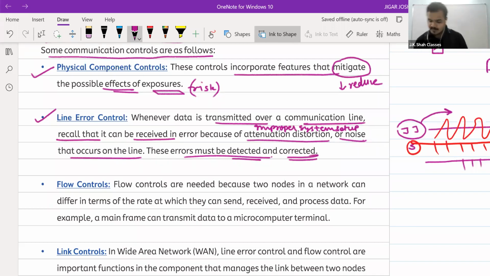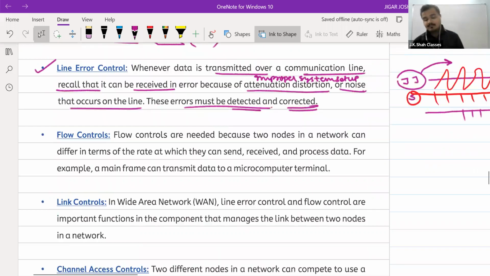Understood, chartered? Yes, sir. Now, the first one, what is it? Sir, line error control. Line error control means what? Sir, data we are sending, but it is not received by the receiver. The second major possibility, sir, is called flow control.